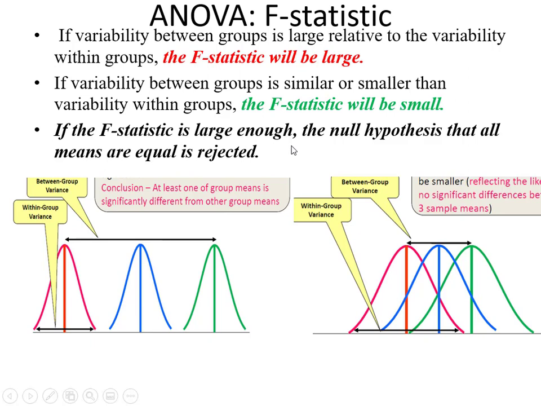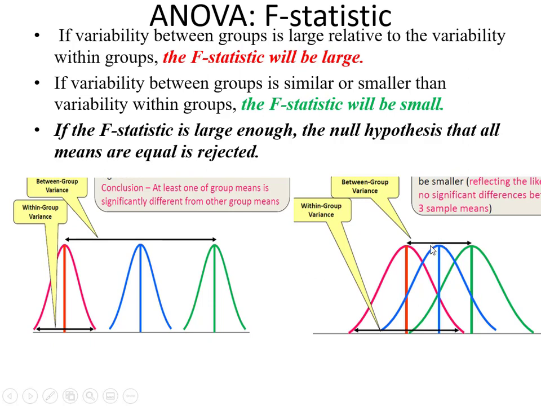If the F statistic is large enough, the null hypothesis that the means are equal is rejected. In this example, the F statistic value will definitely be large. As I already mentioned, variability between groups is large relative to the variability within groups. The F statistic will be large as this is large compared to within group. In this case, because the numerator is large divided by the denominator, the value will definitely be very high. For example, 4 divided by 2 will be 2. And what will 2 divided by 4 be? The value will be much smaller.